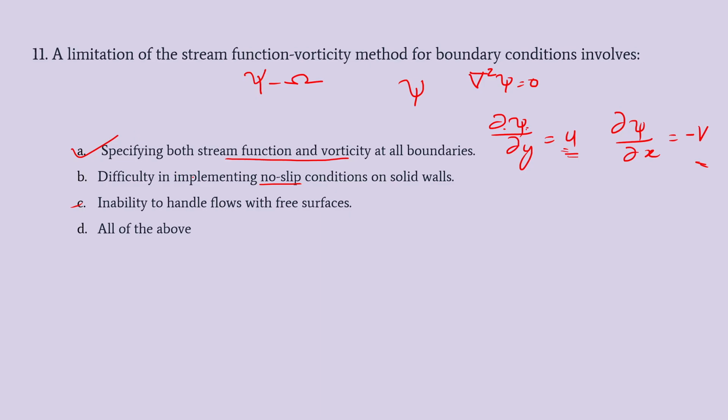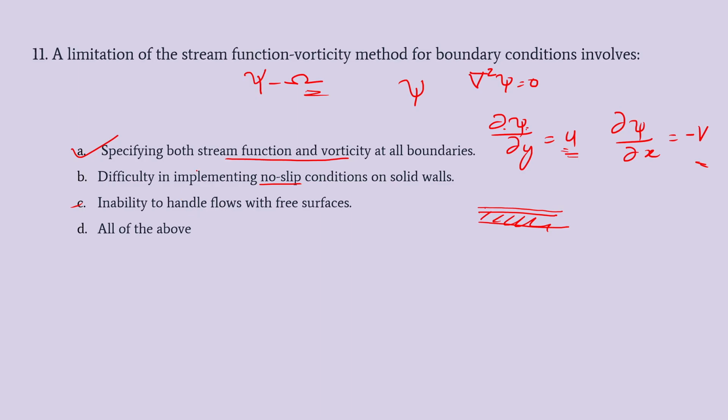And again, difficulty in implementing no slip conditions on solid walls. We know that while the flow is near some solid wall, the nearest layer of fluid to a solid wall is considered to be at rest, or there is no movement between those two. Such a condition is called no slip condition. That no slip condition cannot be applied in terms of v, so that will be difficult to implement with the vorticity.